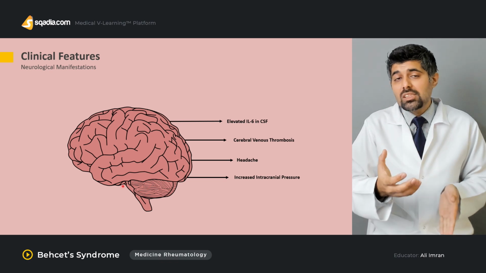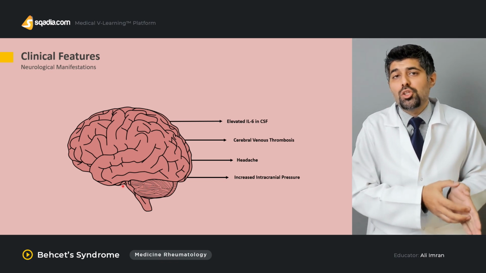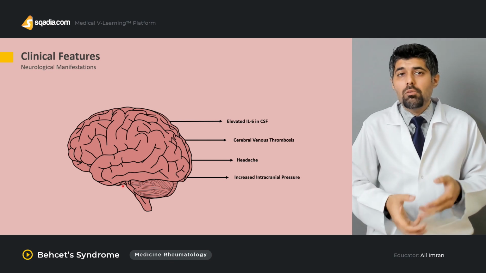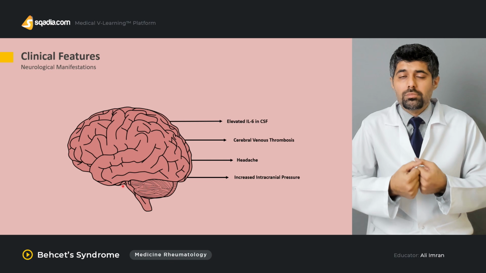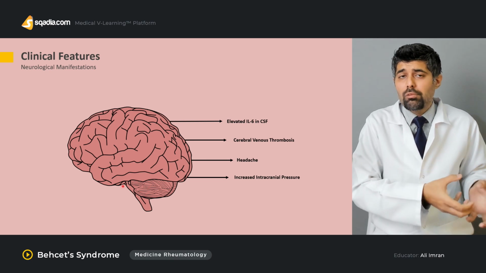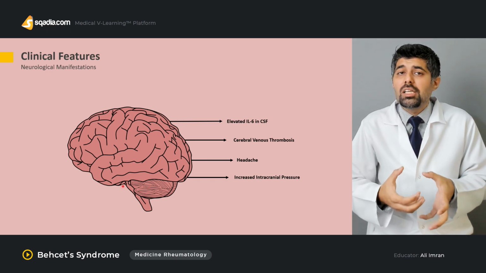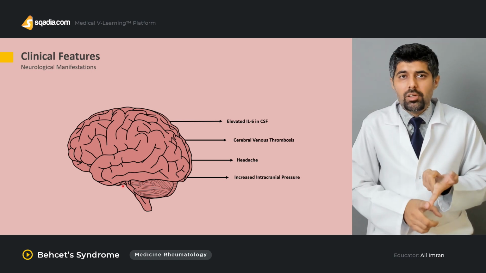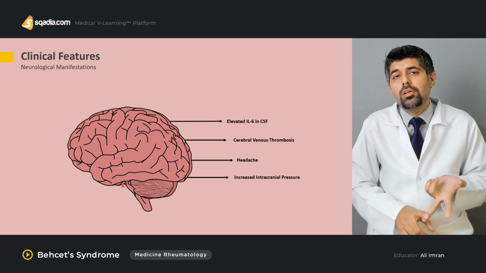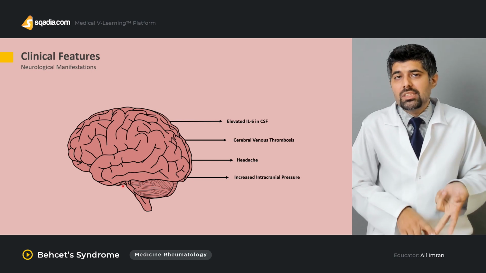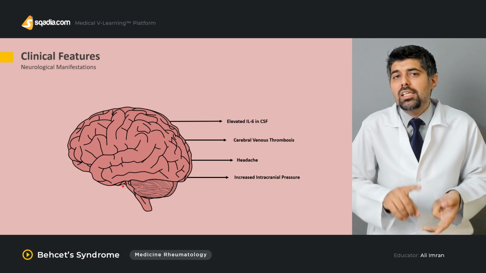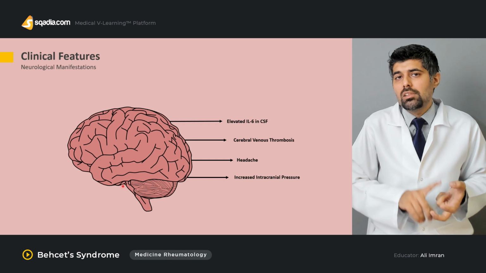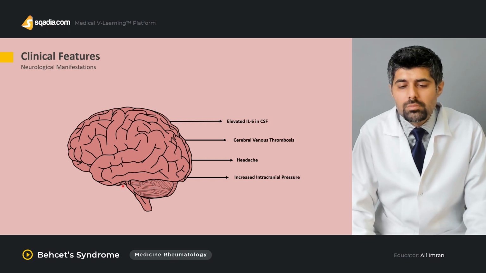So, if we suspect CNS symptomatology in a patient with Behcet's, we perform a spinal tap, where we take some spinal fluid of the patient and analyze it. If the patient has increased intracranial pressure and an elevated amount of interleukin 6, then we can easily diagnose the patient as having CNS Behcet's syndrome.